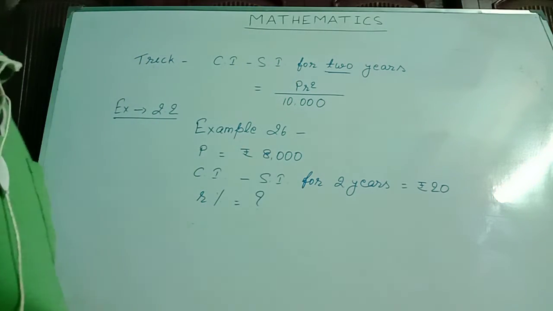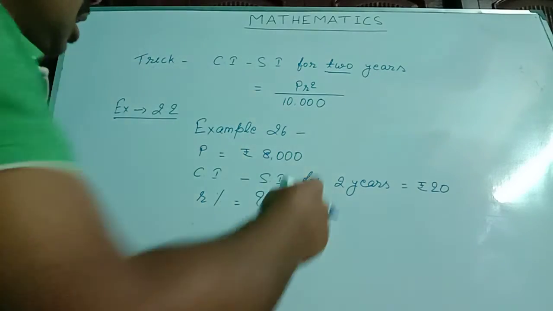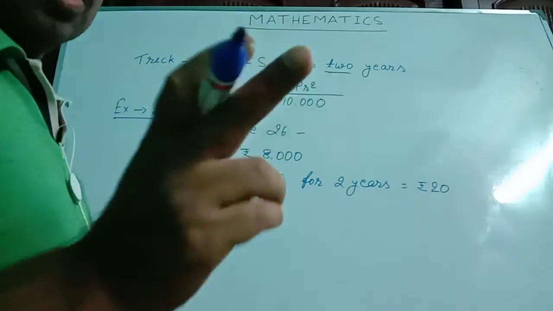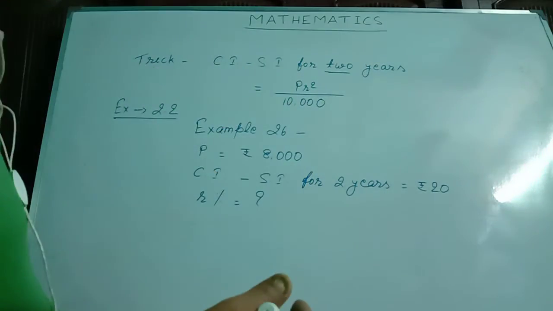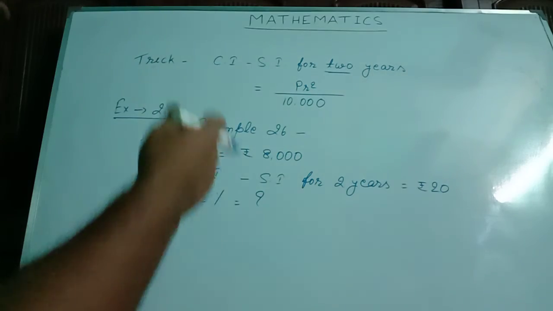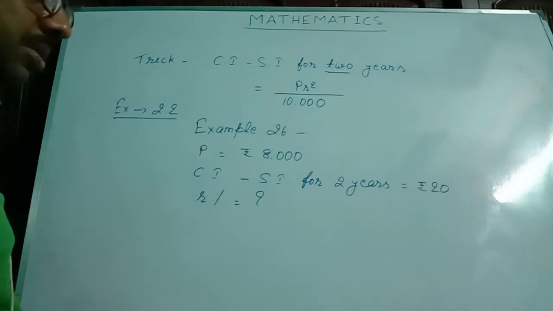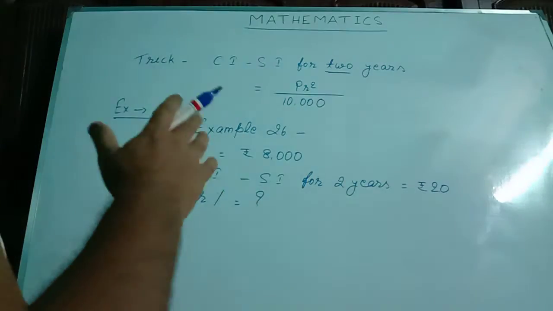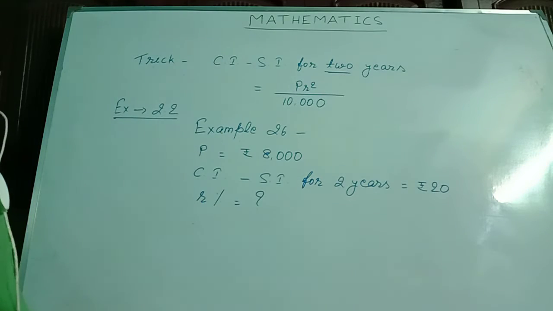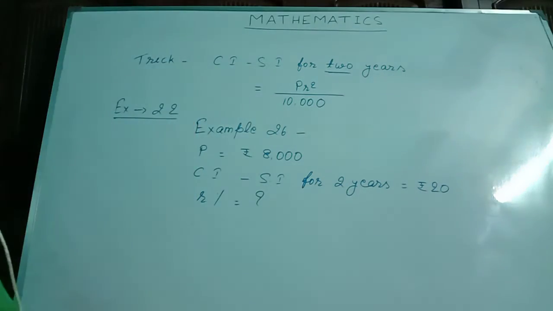So my dear, what are you seeing? In all these questions the time was given as 2 years, so we are able to apply this trick. For other numbers of years, 3 years, 4 years, this trick will not be applied. This is especially for 2 years. You are able to solve 4 to 5 questions of your exercise using this method, while the traditional method is a very time consuming process.